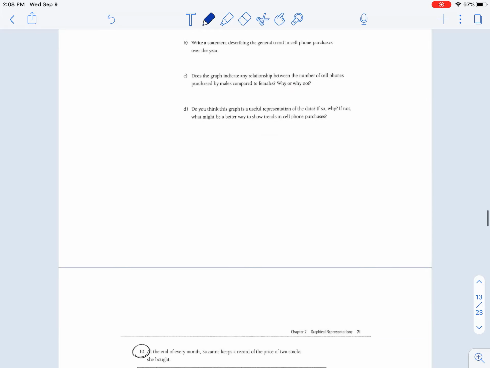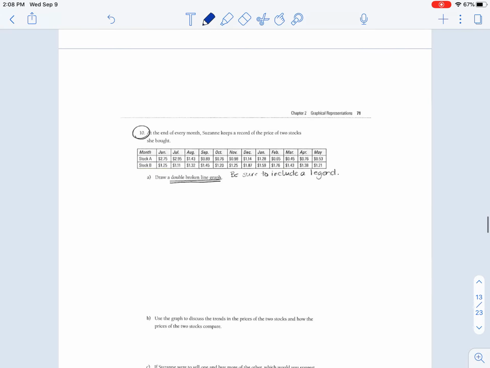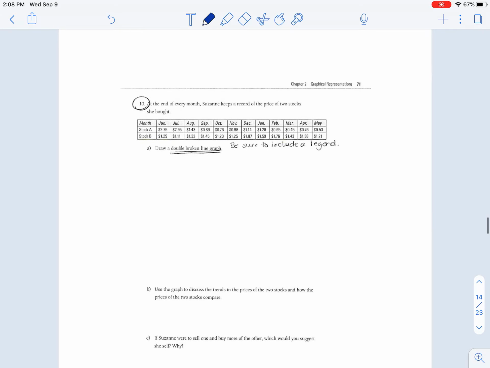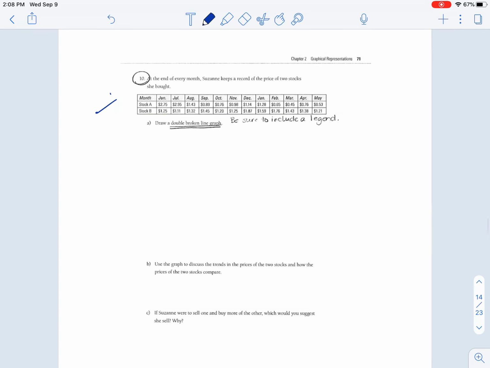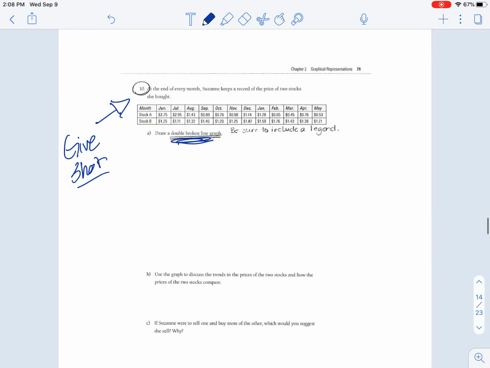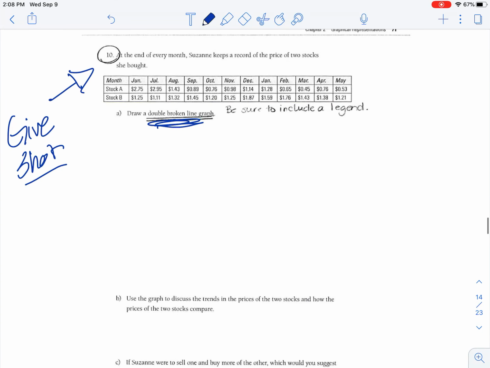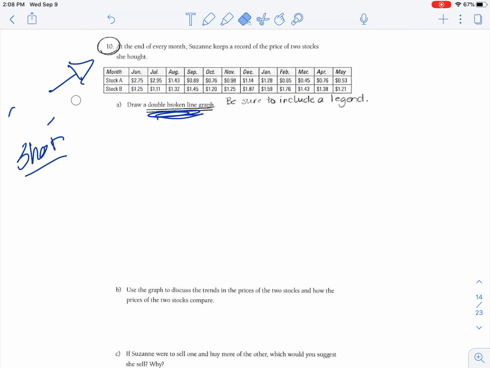And again, if you are confused or you write down these notes and it still just doesn't make sense, please come see me. So you should be able to do number 10 now. Give this one a shot and go from there. Remember a double broken line, okay? So a double broken line, you're gonna still do the same thing, except you need to give a legend. So actually, maybe I should do this one with you.